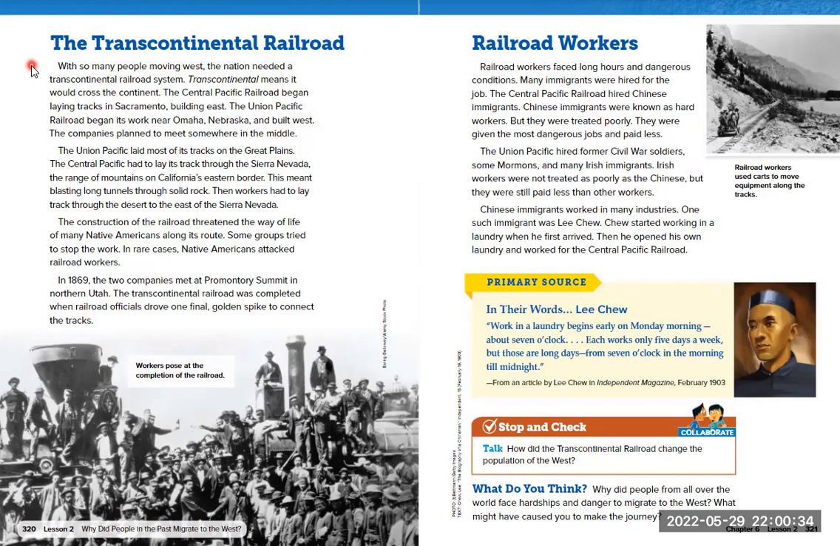Chinese immigrants worked in many industries. One such immigrant was Li Chu. Chu began working in a laundry when he first arrived. Then he opened his own laundry and worked for the Central Pacific Railroad.